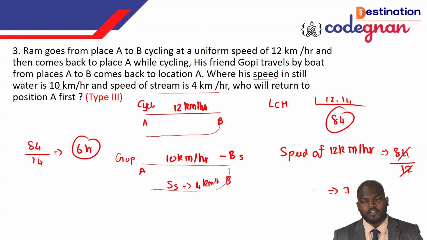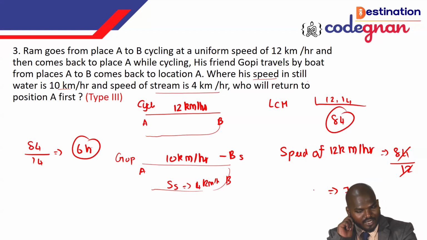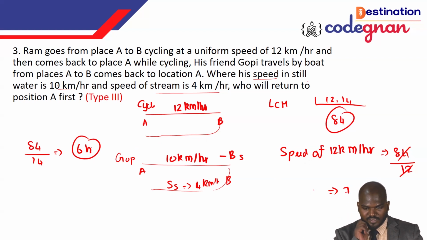What many people will do is directly write the answer and finish. But the point is that Gopi again has to return to the place. So again, you just have to convert the thing with respect to the return trip.